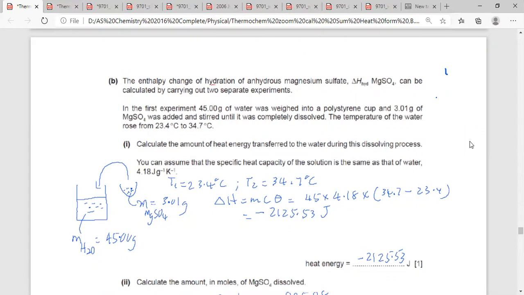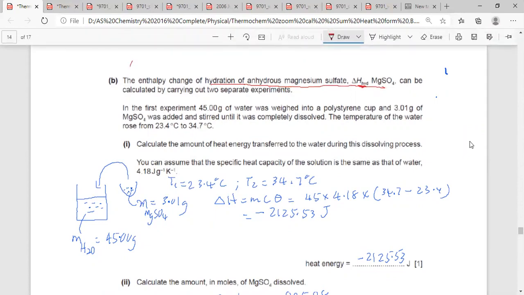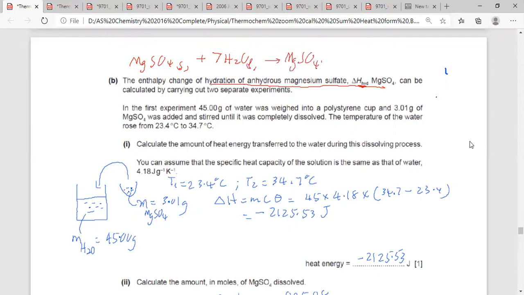Enthalpy change of hydration now, of anhydrous magnesium sulfate. Hydration here means I'm going to have MgSO4 solid, plus some water. Actually it's 7 water, liquid, to form your MgSO4.7H2O, a solid.